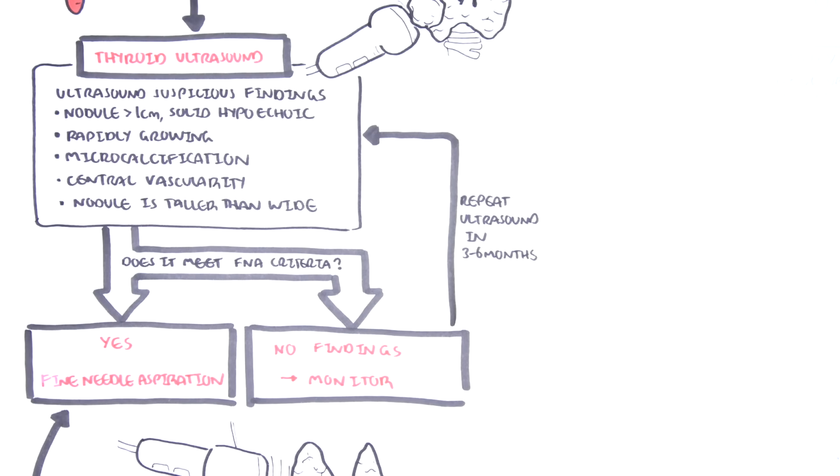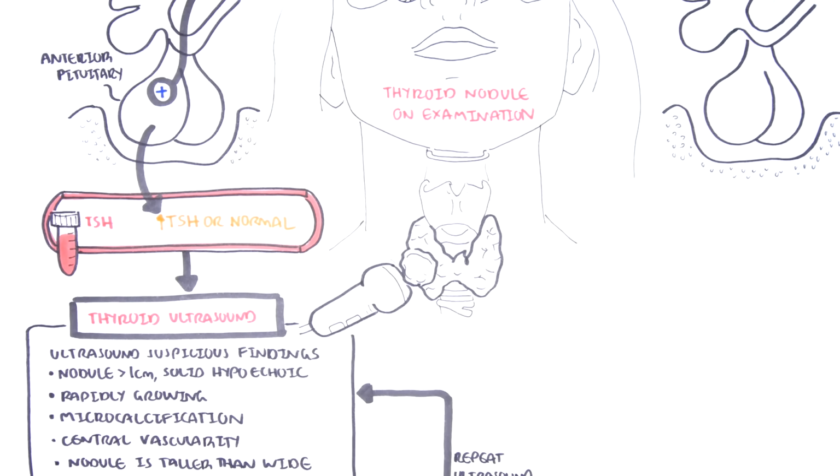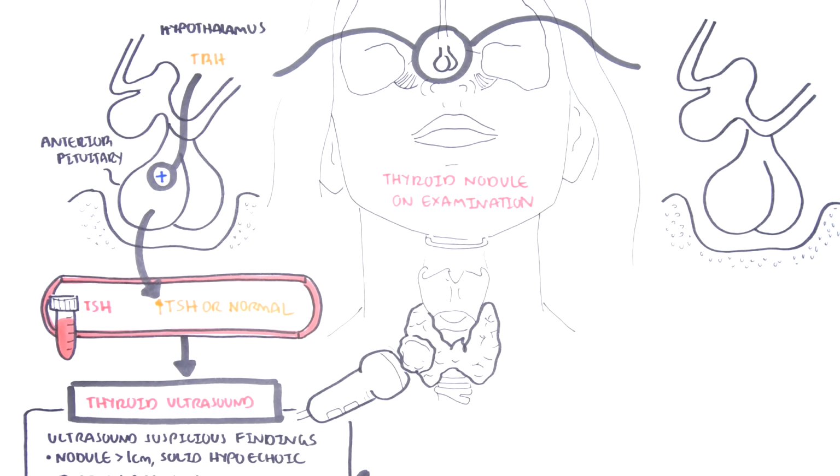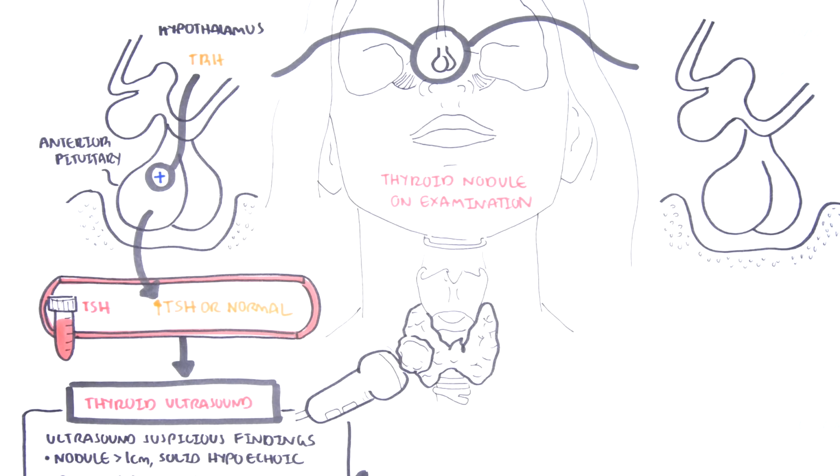Now to recap, we came down the pathway where there were initially normal or high TSH levels. It is important that people with high TSH, high thyroid stimulating hormone, should also be screened for causes of hypothyroidism, such as Hashimoto's disease, if indicated.